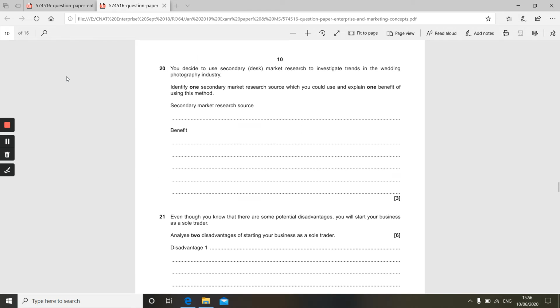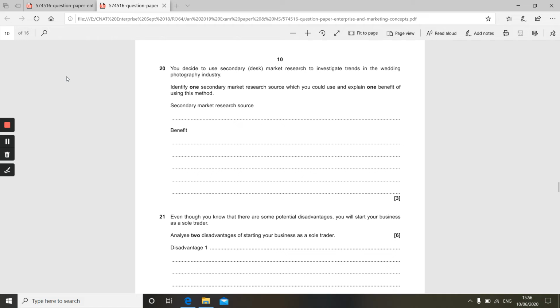Question 20. So we're gradually getting through these. Another extended writing question. It says you decide to use secondary desk research to investigate trends in the wedding photography industry. Identify 1 secondary market research source which you could use and explain 1 benefit of using this method.